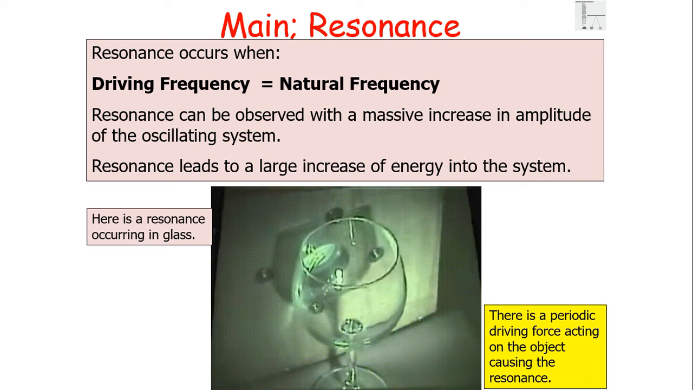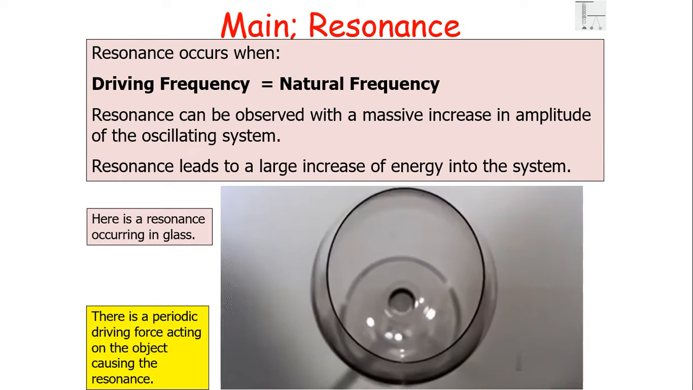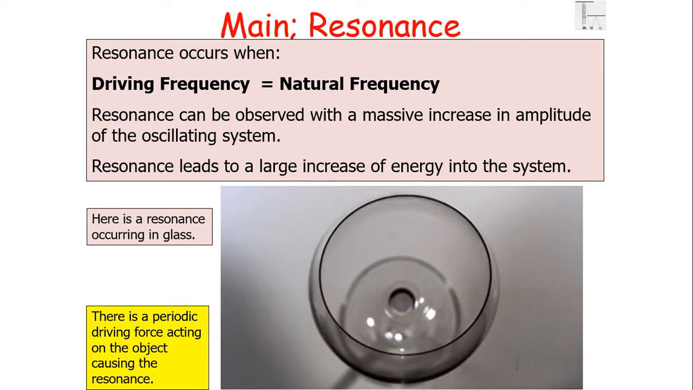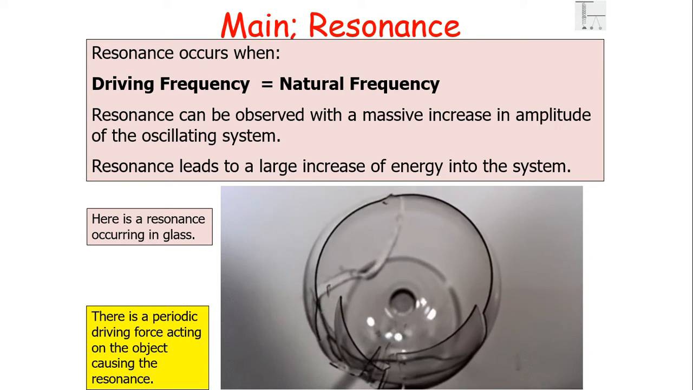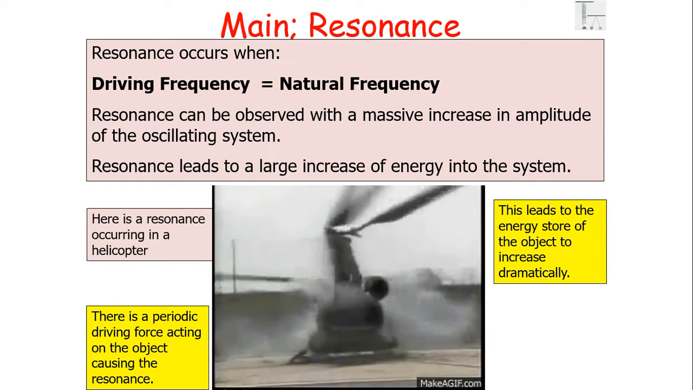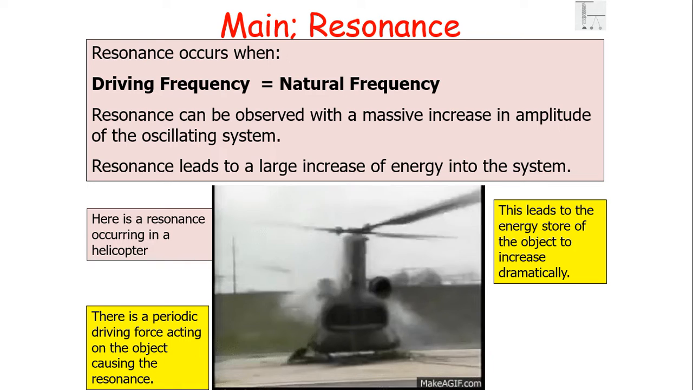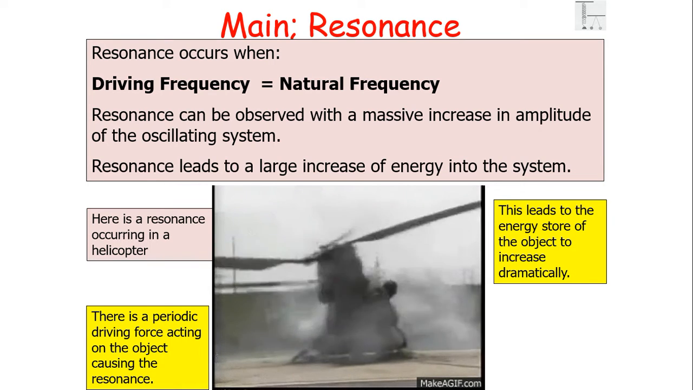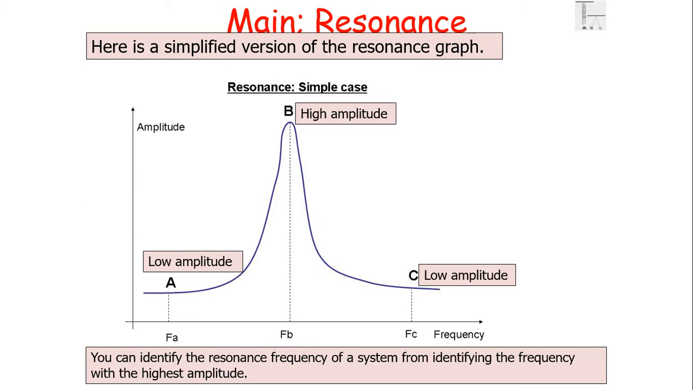Here, for example, is resonance occurring in glass. There's a periodic driving force acting on the object causing this resonance. Here's another example of resonance occurring in glass. A periodic driving force is acting on the object, causing it to resonate. Again, here's another example of resonance occurring in a helicopter, where the periodic driving force is acting on the object, causing a resonance, which leads the energy store of the object to increase dramatically.